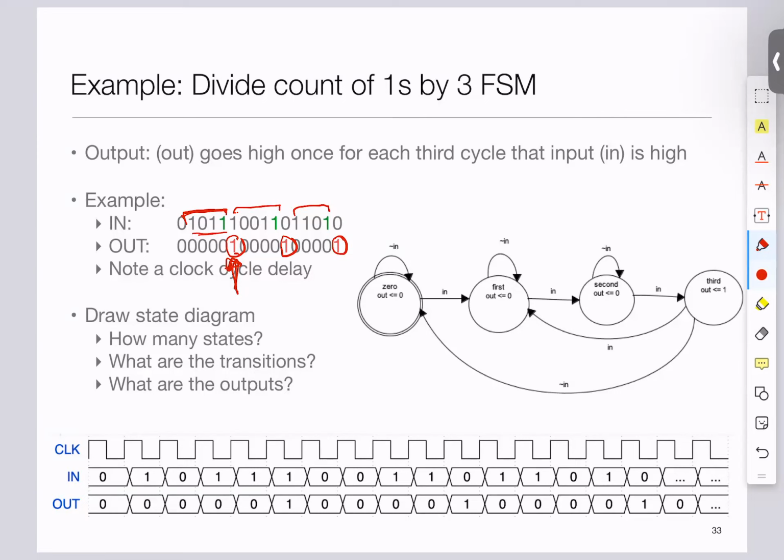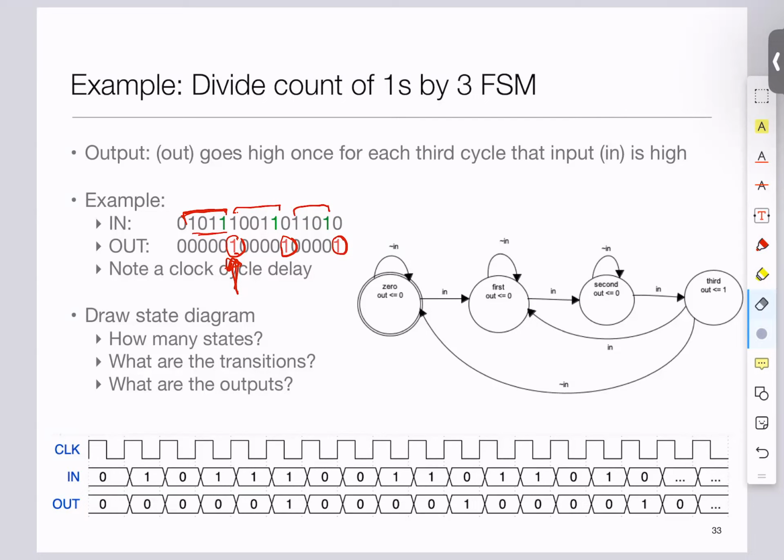So the first thing we have to do here is decide, in this problem, what do I need to remember about the past? How many states do I have? How do I move between these states? And then what are the outputs in these respective states?